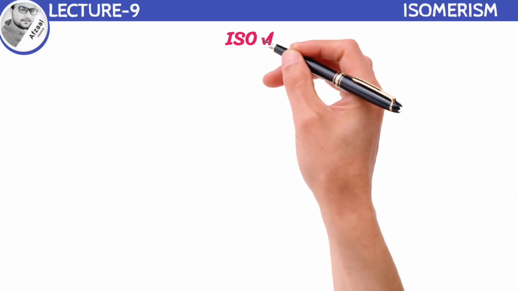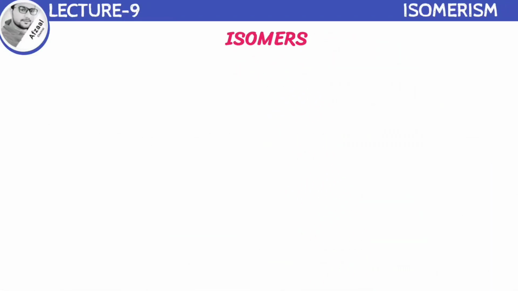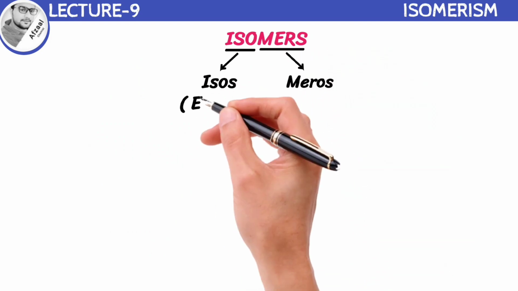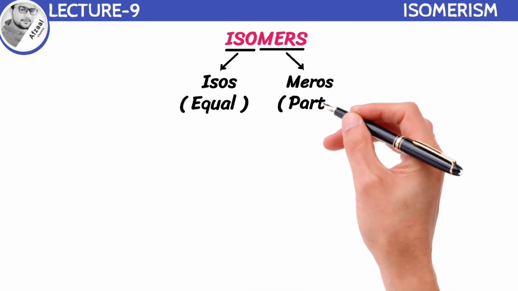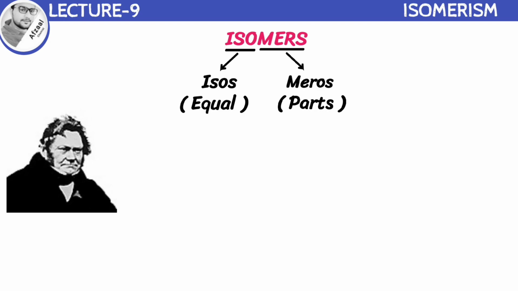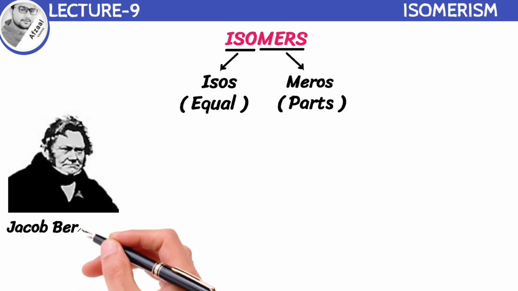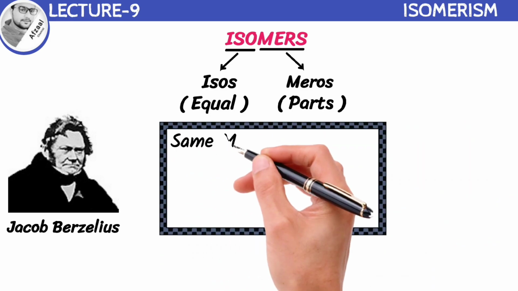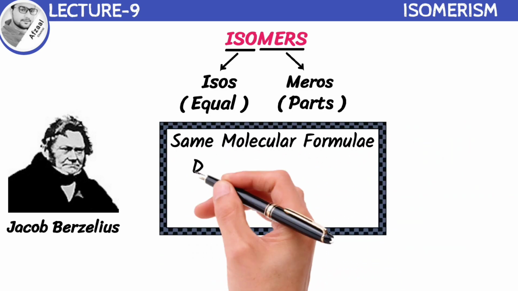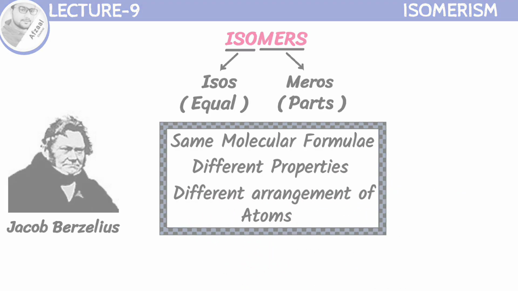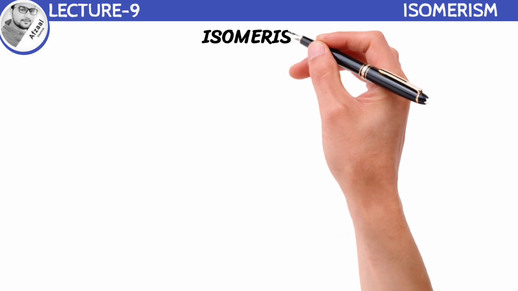The word isomer is derived from the Greek words isos and meros. Isos means equal, and meros means parts. So the word isomers means having equal parts. This term was introduced by Swedish chemist Jacob Berzelius in the year 1830. So, what are isomers? Chemical compounds that have the same molecular formula, but differ in properties and arrangement of atoms, are called isomers. Let me explain some types of isomerism.